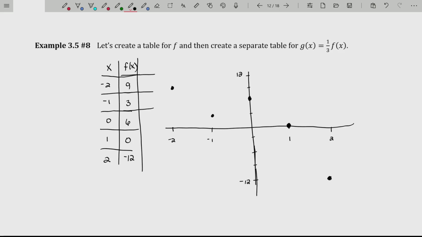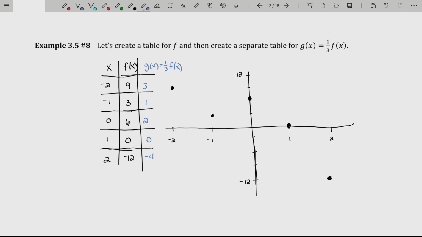And in the instructions, I just say, well, now that you've created your table, let g of x, which I'll write in blue here, be 1/3 of f of x. That's why I chose numbers that were all divisible by 3, to be honest with you. So g of negative 2 will be 1/3 of 9, or in other words, 3. g of negative 1 will be 1/3 of 3, or 1. g of 0 will be 1/3 of 6, which is 2, and so on and so forth. 1/3 of 0 is 0. 1/3 of negative 12 is negative 4.